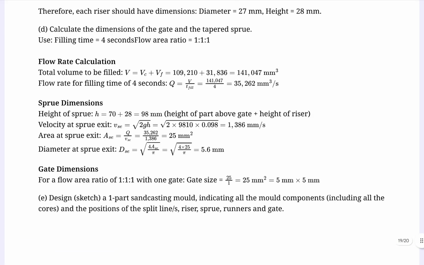In terms of time to fill, it's not asked a lot, but for example, here you have the volume and the time to fill, and then you can find the flow rate. You use the flow rate to find the area at the sprue exit, and then as soon as you have the area, you can substitute it into the equation with the modulus and stuff. I think it's that one, but you work your way to the diameter.